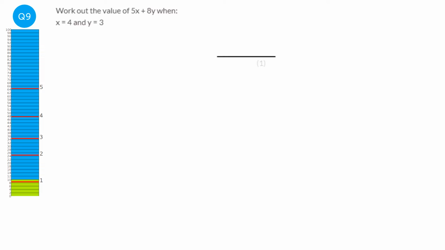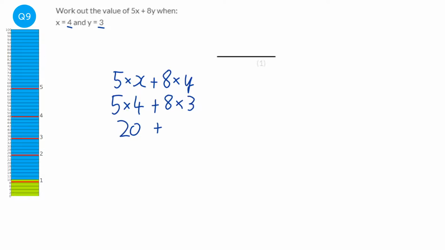I'm going to write this expression by putting a times sign in, so 5 times x plus 8 times y. Rewrite it again, but instead of x we've got 4, instead of y we've got 3. So it's 5 times 4 plus 8 times 3. 5 times 4 is 20. 8 times 3 is 24. And 20 plus 24 is 44.